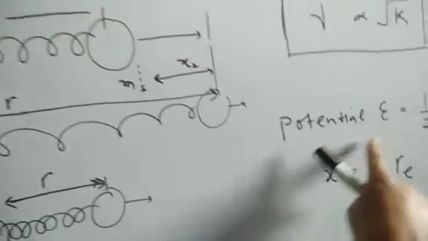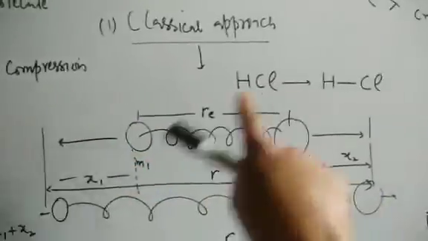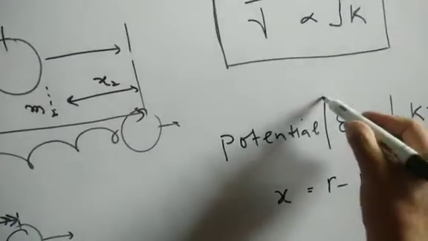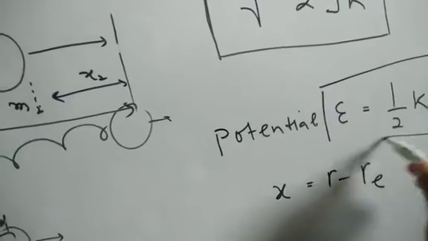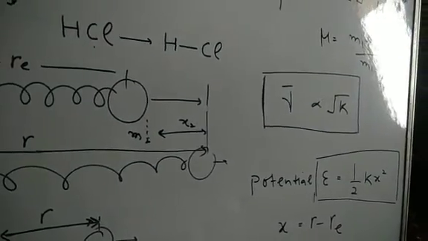Fine. So the potential energy of this vibrating molecule, which is in this case a diatomic molecule, is given by 1 by 2 k x square. So the potential energy is given by 1 by 2 k x square.